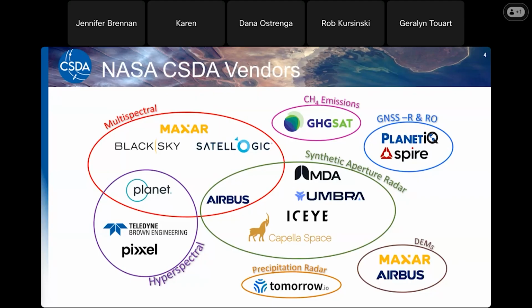So together, these vendors enable NASA to access high-value commercial satellite data across a broad range of Earth science applications, enabling our scientists to monitor and understand our planet.